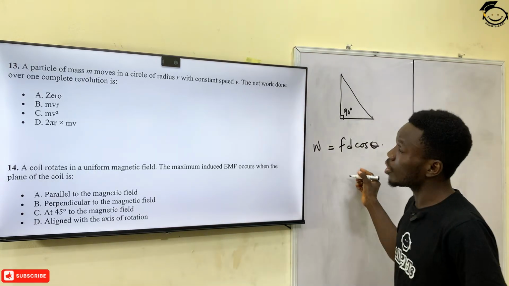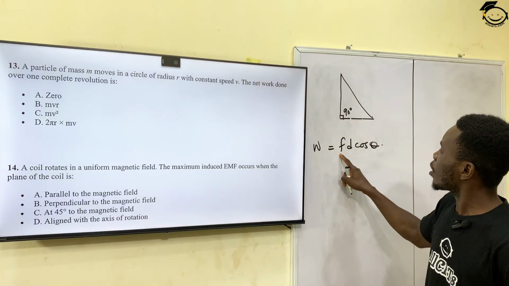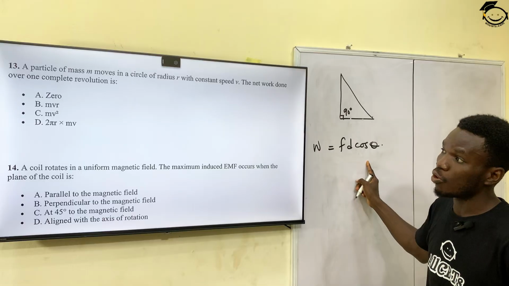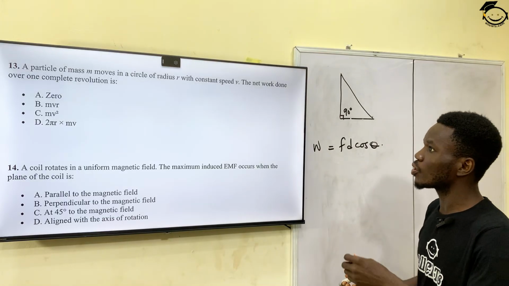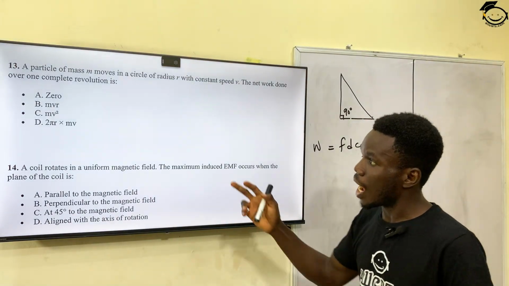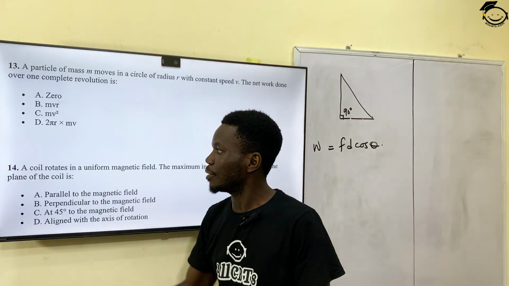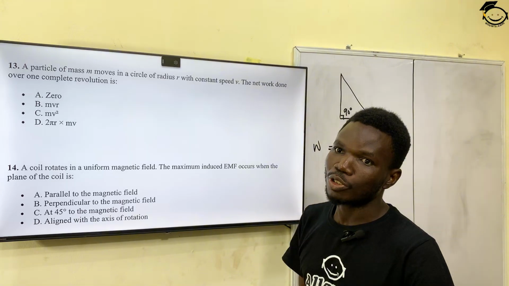And if you look at the angle, because the angle here is 90, my cos 90 is going to give me 0. Force times the distance times 0 is going to give me 0. Automatically means that there is no work done. So the net work done by this particular particle is going to be 0, and that is option A. So the correct answer to this question here is option A.